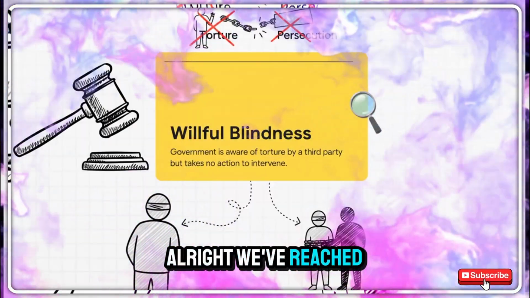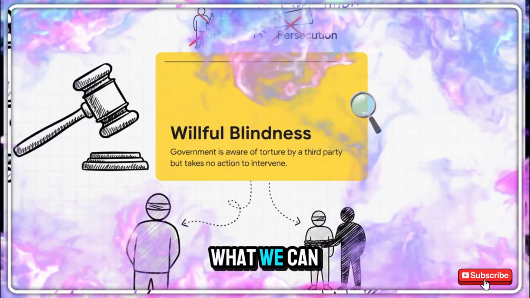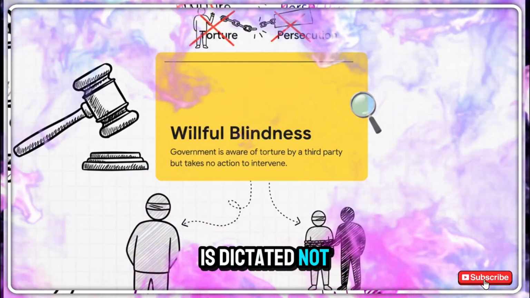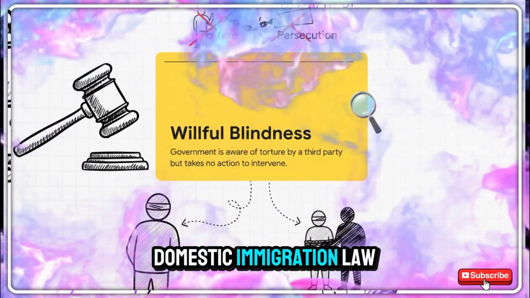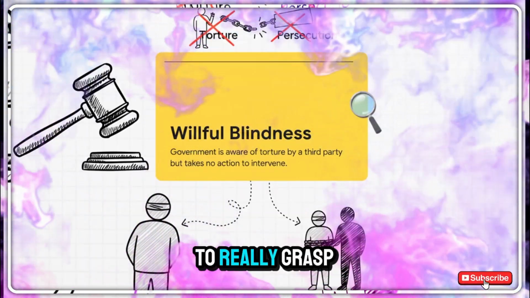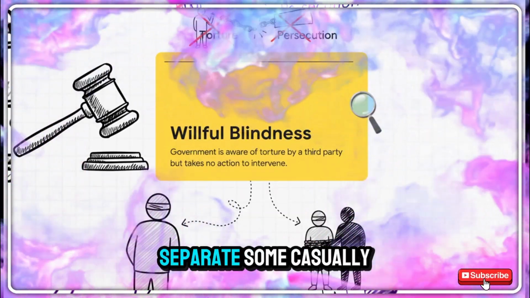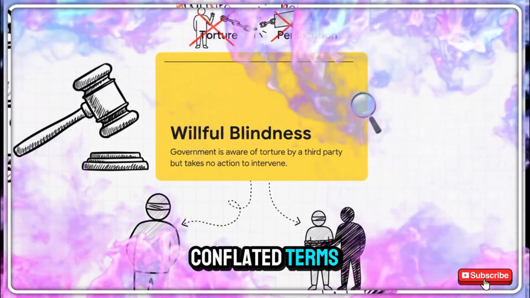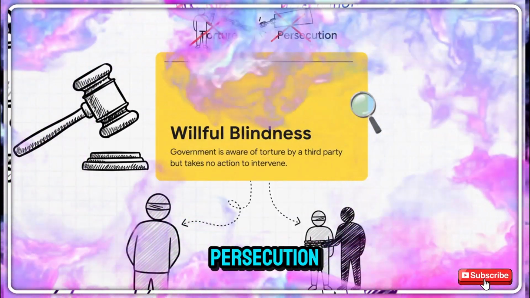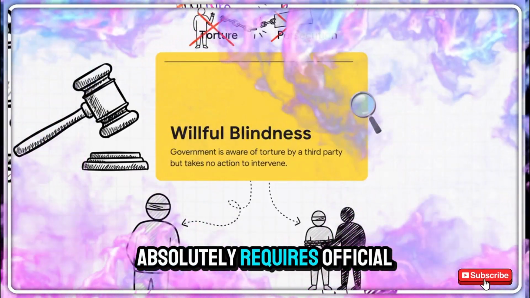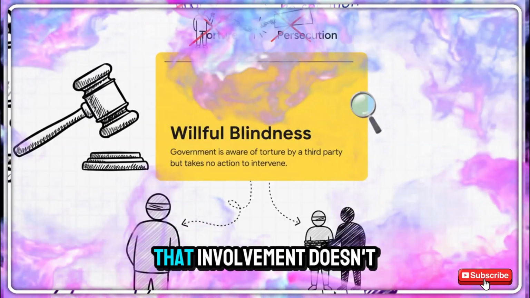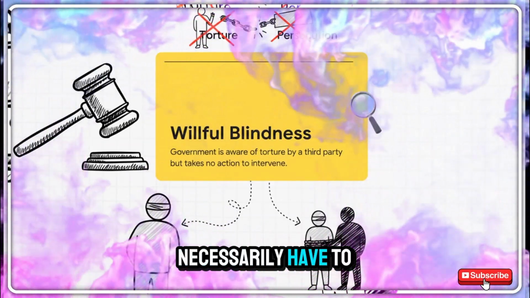All right, we've reached the absolute bottom layer of what we can call the funnel of protection. And this part is dictated not by standard domestic immigration law, but by international anti-torture treaties. To really grasp this, we need to surgically separate some casually conflated terms. Legally, torture is completely distinct from persecution. Torture absolutely requires official government involvement. But, and this is key, that involvement doesn't necessarily have to be active.